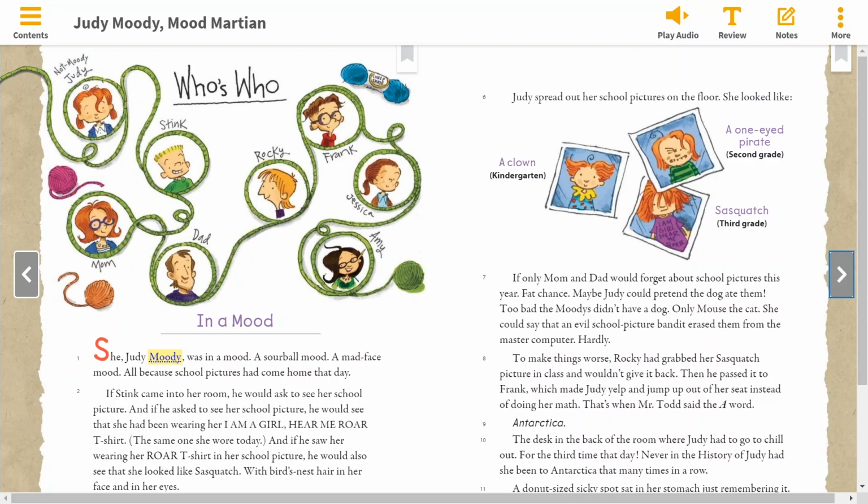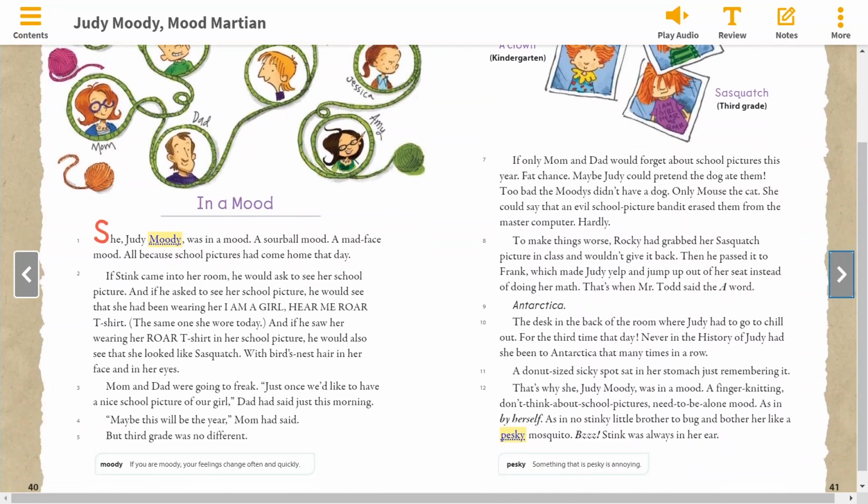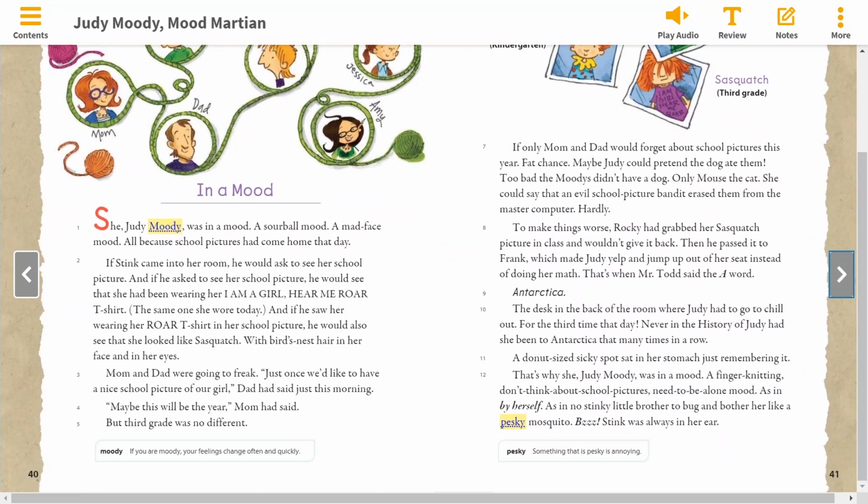Antarctica. The desk in the back of her room where Judy had to go to chill out. For the third time that day. Never in the history of Judy had she been to Antarctica that many times in a row. A donut-sized sicky spot sat in her stomach, just remembering it. That's why she, Judy Moody, was in a mood.